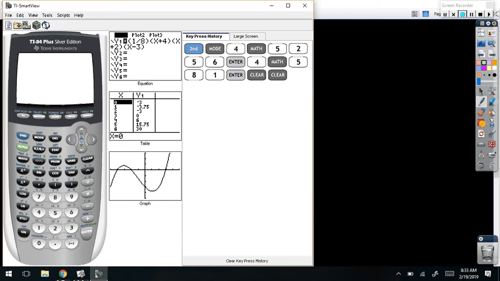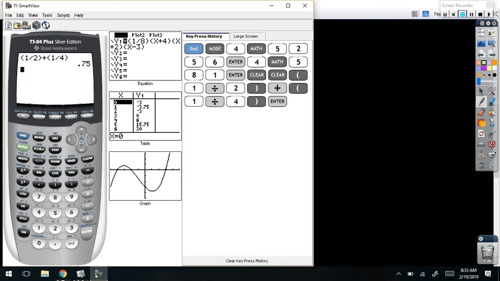So we all agree that we should add them. Remember, when you add in your calculator, put the fractions in parentheses. Then math, enter will put you back as a fraction, which is what you want.